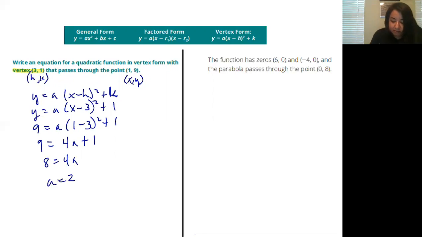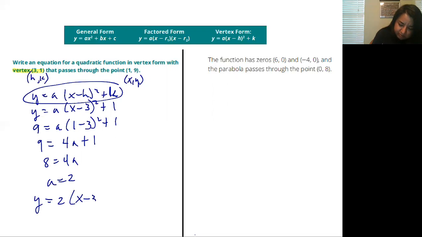Remember, your A value stays the same, so when I'm going back to my vertex form here, then Y equals 2 times the quantity X minus 3 squared plus 1. And I've now rewritten this in vertex form.